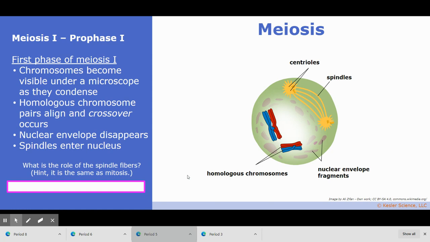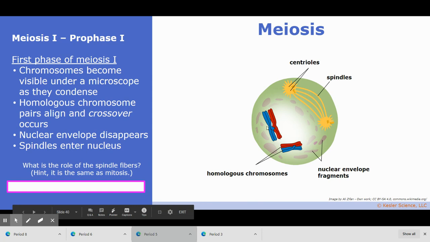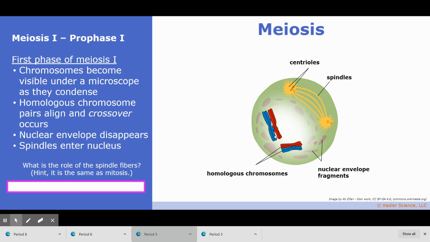The homologous chromosome pairs align and crossing over is going to occur. The nuclear envelope disappears and the spindle fibers are going to enter the nucleus. So you can see how the pairs of homologous chromosomes are next to each other and they're crossing over. They're swapping DNA right now. This does not happen in mitosis, only for meiosis.